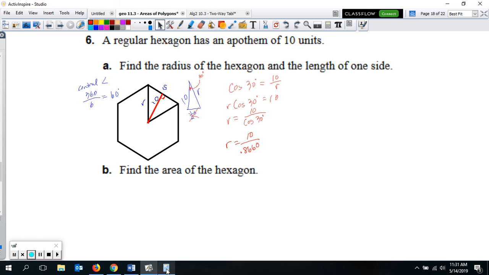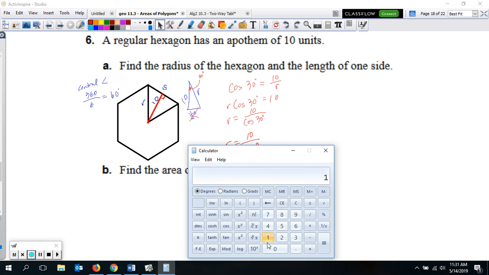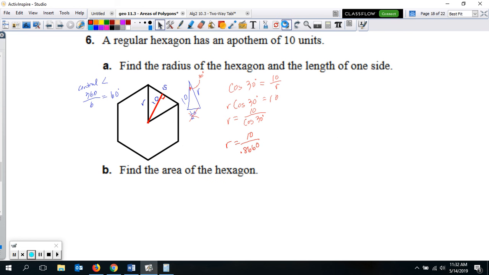And then we can just do that on the calculator. We can do 10 divided by 0.8660, and it equals 11.5. Let's just go to one decimal place. It doesn't say to, it just says find the radius. But if it doesn't say to, usually do one decimal place and that would be fine. So 11.5 units is our radius.